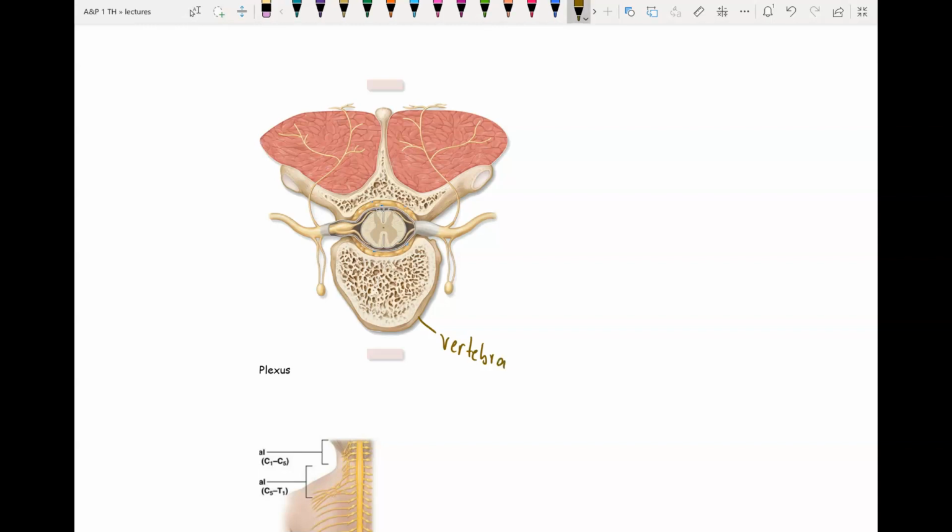And here you can see is your spinal nerve emerging between the vertebra. So this part right here is the spinal nerve. And you can see this little swollen area right here. That is that spinal root or posterior root ganglion.